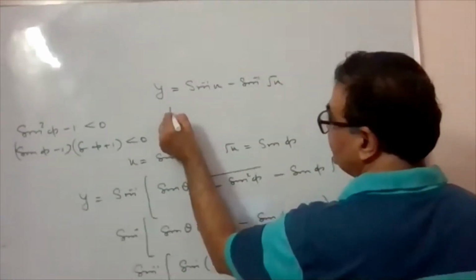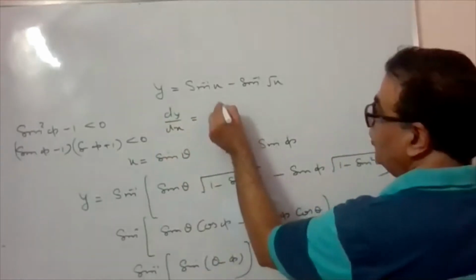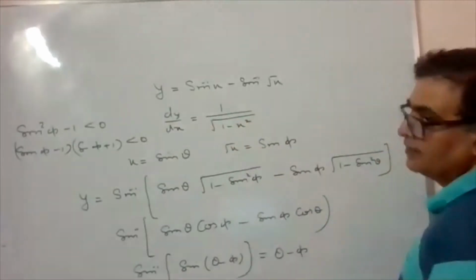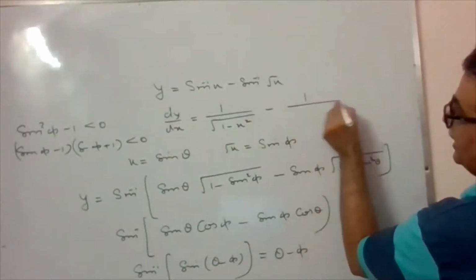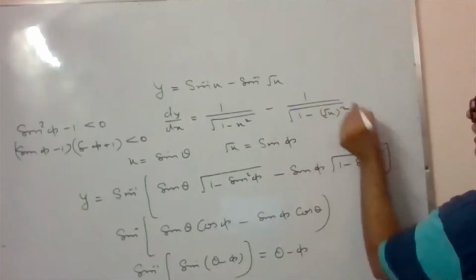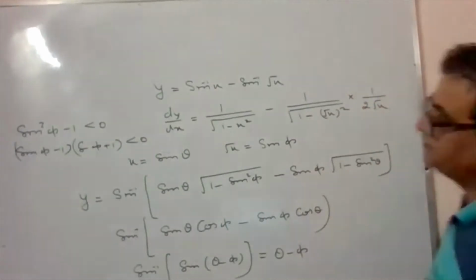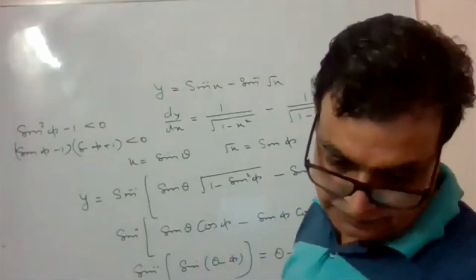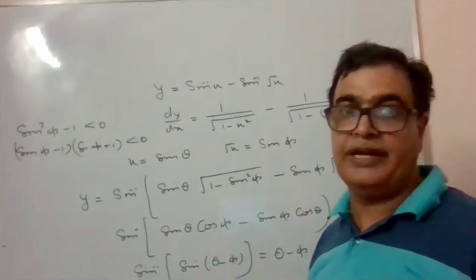Then the only thing is they are asking to differentiate. So dy by dx will be what? 1 by under root of 1 minus x square, and minus, this will come out to be 1 by under root of 1 minus root x whole square, and root x derivative will be 1 by 2 root x. That way you can get your result. This is the question we got in board exam 2010.